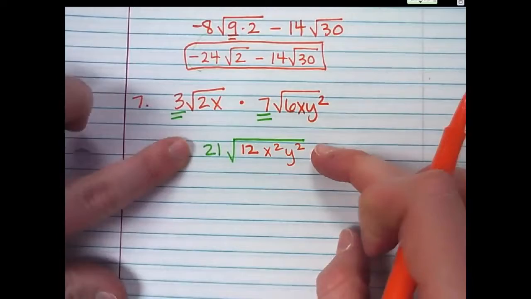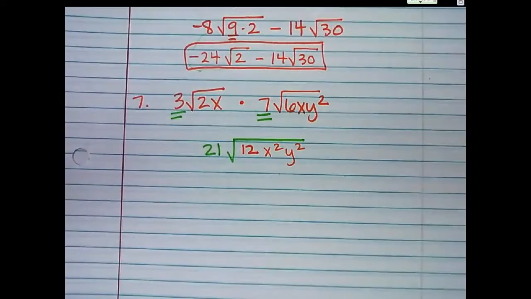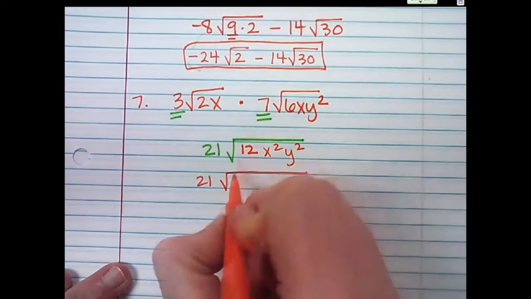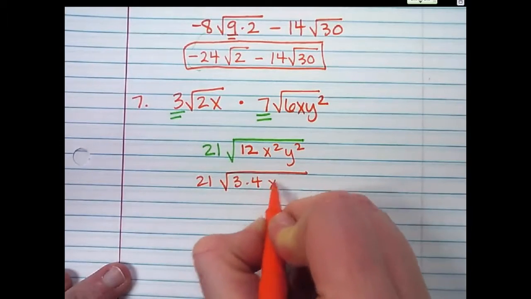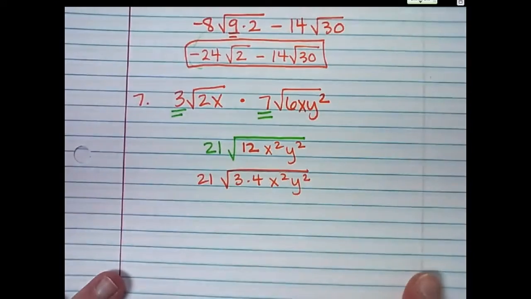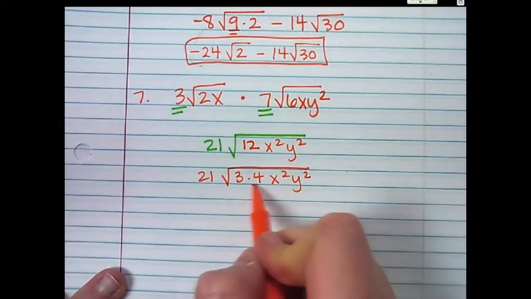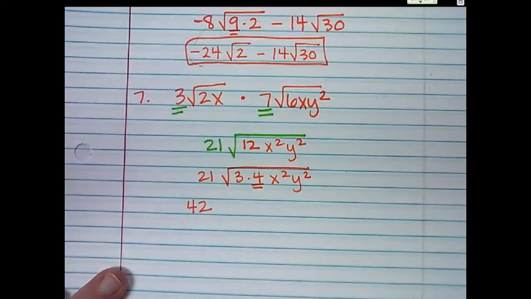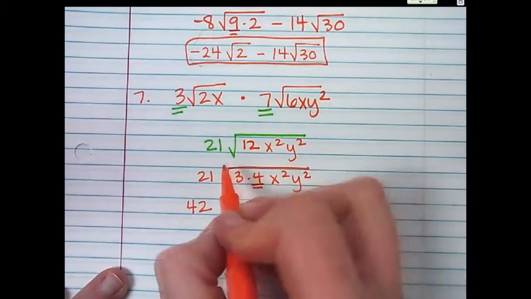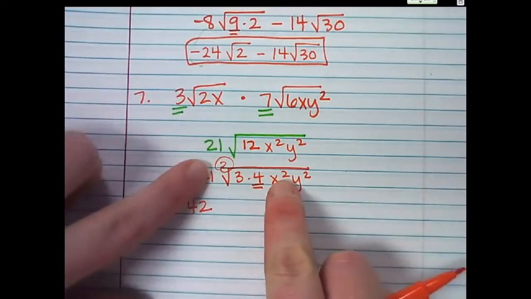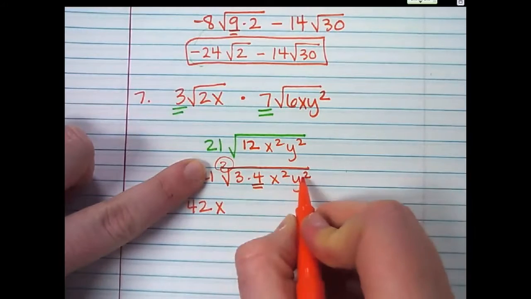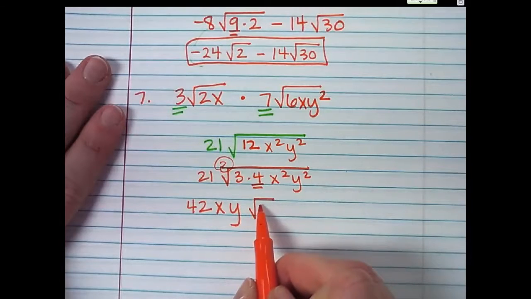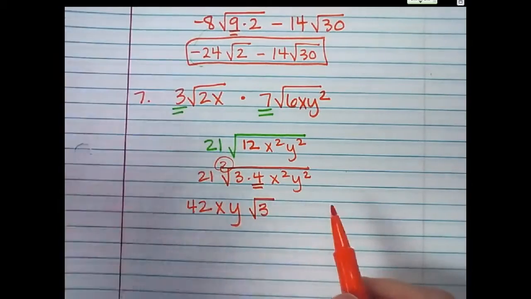And now we're going to simplify this. So what's a perfect square inside 12? 4, so 3 times 4, and I don't have to do anything with my x squared, y squared. So the square root of 4 is 2. So bring it out and multiply it with the 21. So if this is a 2, I'm dividing. 2 divided by 2 is 1x, and 2 divided by 2 is 1y. What's left on the inside? Should be just a 3.